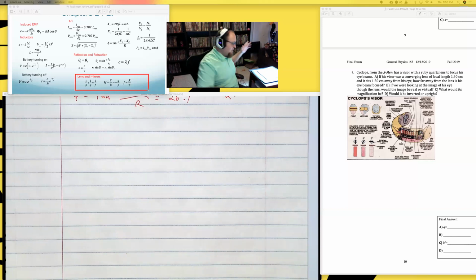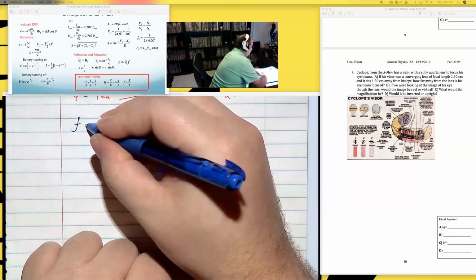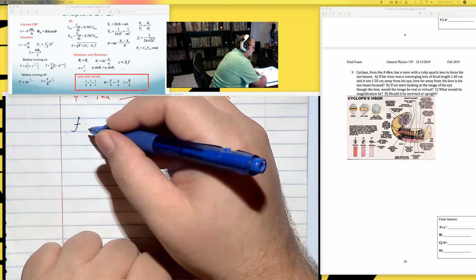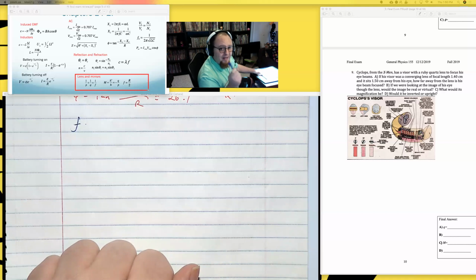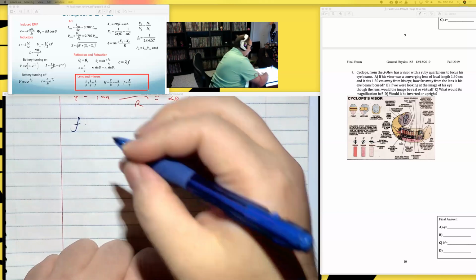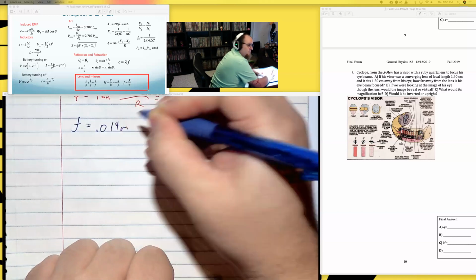Okay, this is a lens problem. Now, if it's a lens or a mirror, it's the same equations. If it's a mirror, the only difference is that the focal length is half the radius. And I say if it's a converging lens, that means the focal length is positive. If it's a diverging lens, I'll probably say of magnitude something, but don't forget if it's a diverging lens to make it negative. That is important. And so we're saying the focal length is 0.014 meters.